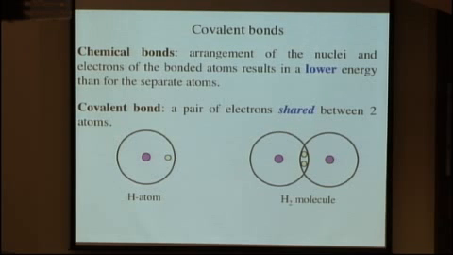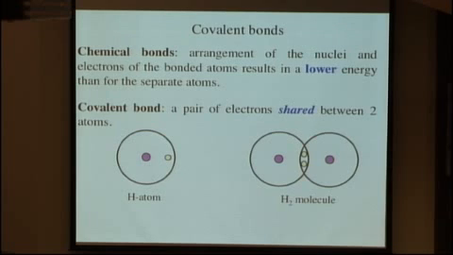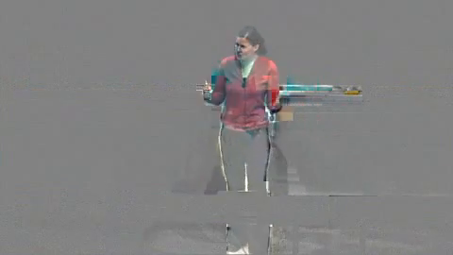And what we'll see later is that this sharing is not always equal. In the case of H2, it is completely equal sharing. In some cases, because of things like electronegativity, one atom will take away more of the electron density than the other atom, but they're still shared even if they're not always evenly shared.